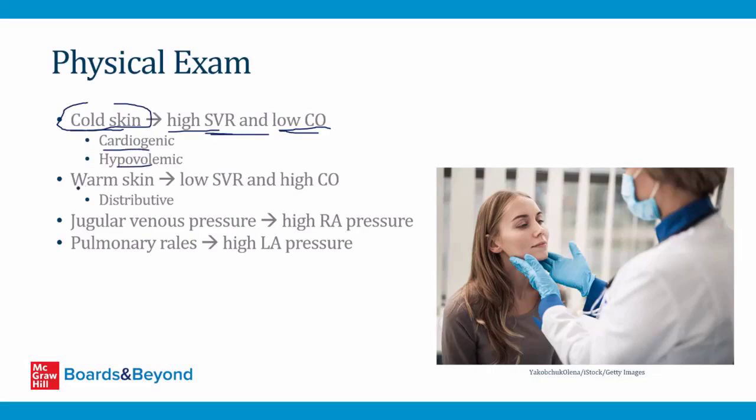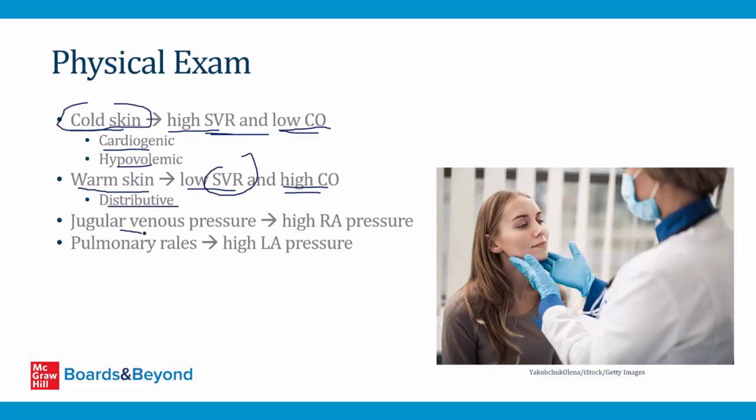On the other hand, if they tell you the patient has warm skin, that often means low SVR and high cardiac output. When the SVR gets low from distributive shock, it's very easy for blood to flow to the skin, so the skin can become warm, especially if the cardiac output is also high. So when you see warm skin and they're describing a patient in shock, you want to think of distributive shock.